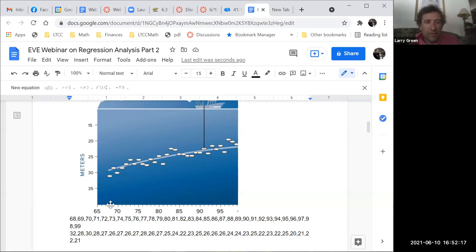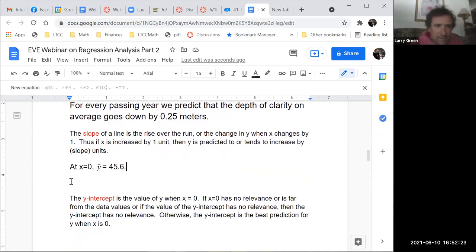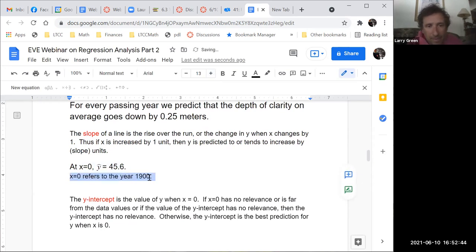x equals 0? So the first thing is note x equals 0 refers to the year 1900. Okay, that's just the definition. That's what this line is, how it was created. Any questions on that?